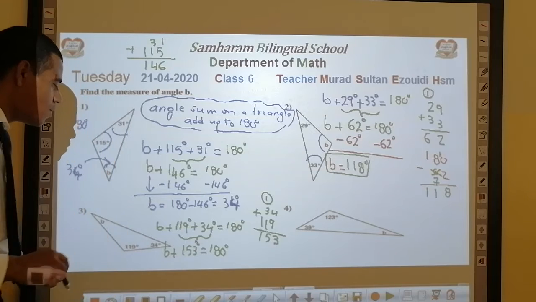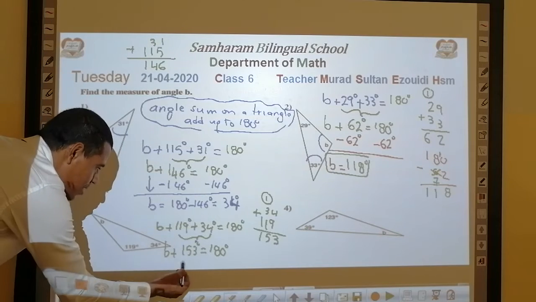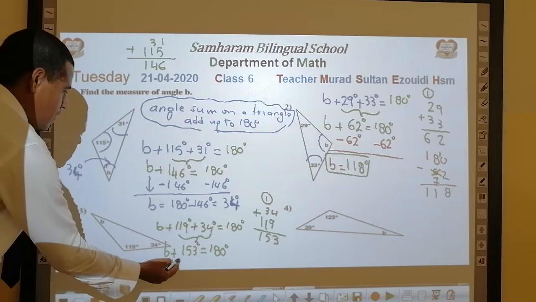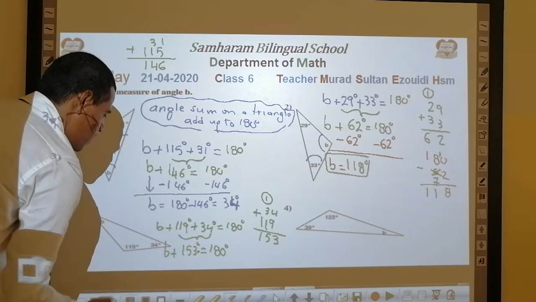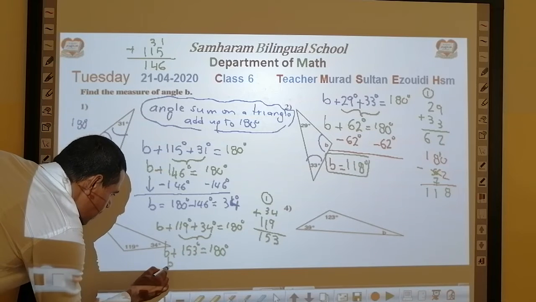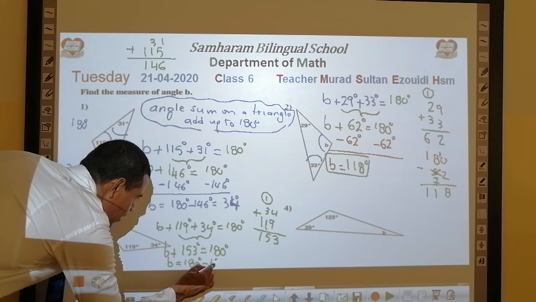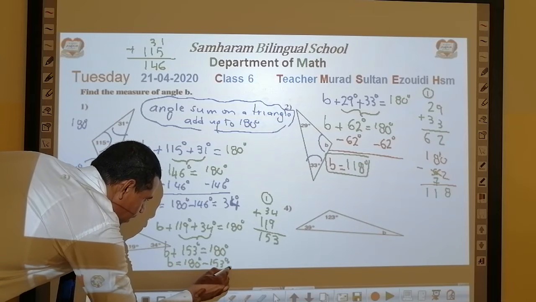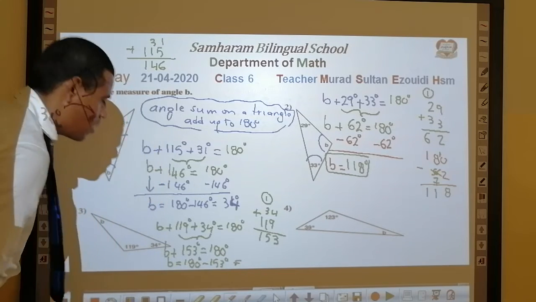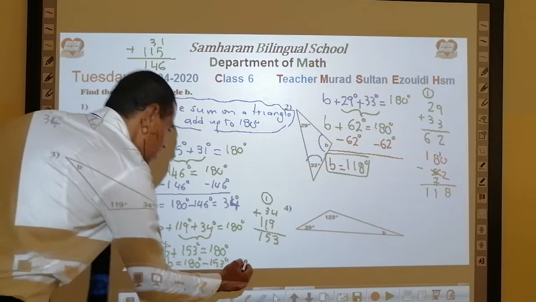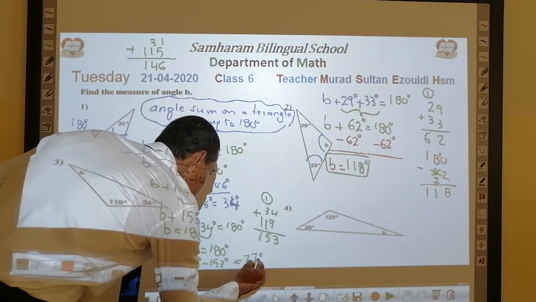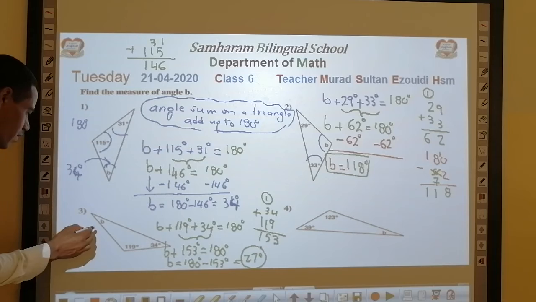Okay. Now B equals what, my kids? I will subtract, let's say, 153 from both sides. So B equals 180 degrees minus 153 degrees. Equal what? Equal 27 degrees.